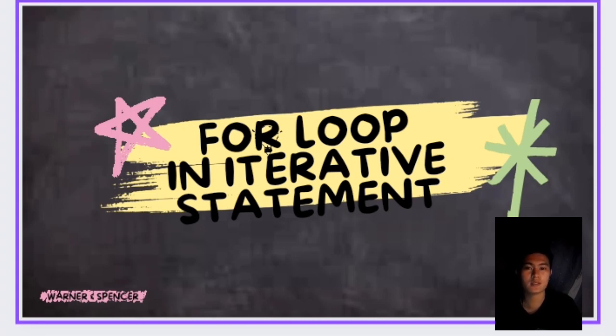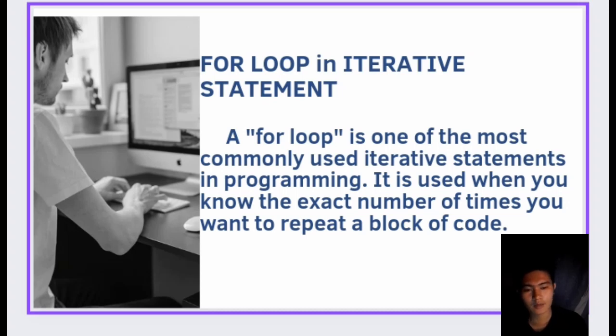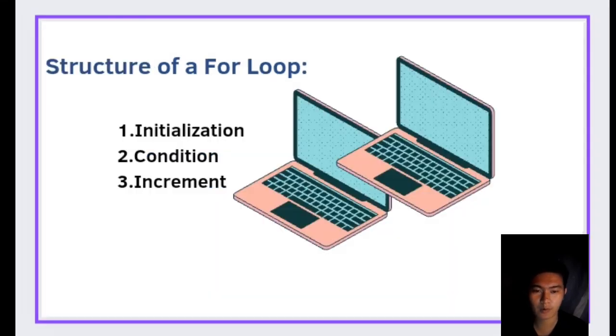So, this is the first loop of an iterative statement. It's called the for loop. A for loop is an iterative control structure used in programming to repeatedly execute a block of code for a specific number of times. It is often used when you know in advance how many iterations are required. The for loop consists of three main components: initialization, condition, and update.